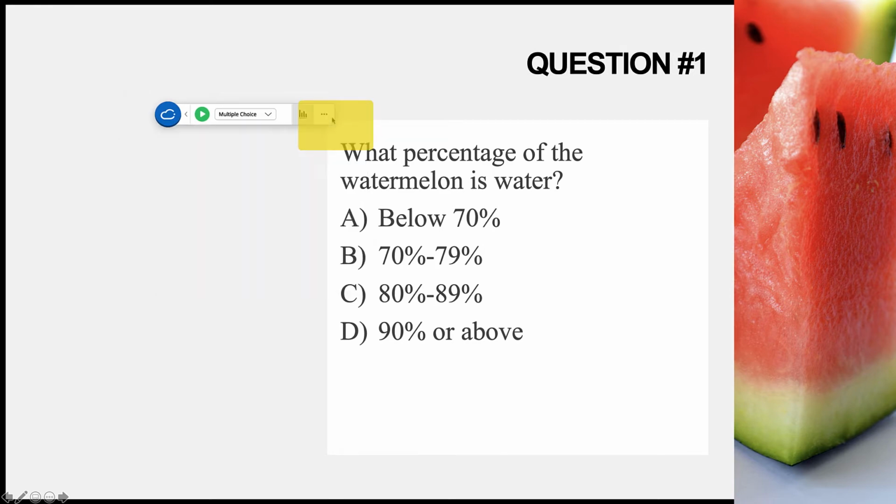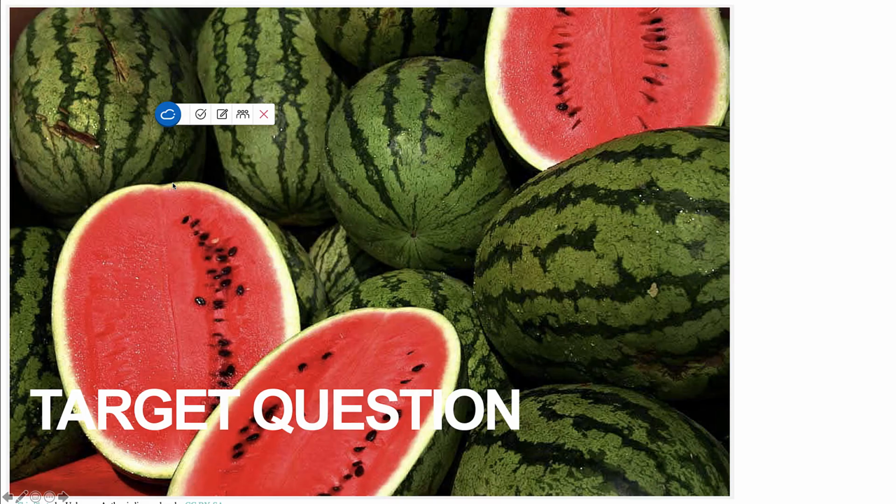I'm going to close the bar graph. I'm going to shrink down my iClicker, and I'm going to move on to my next question type, which is a target question.